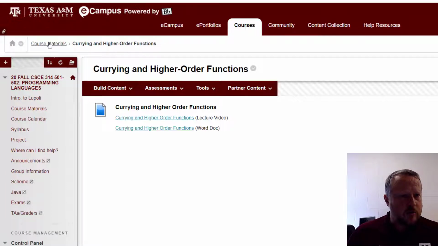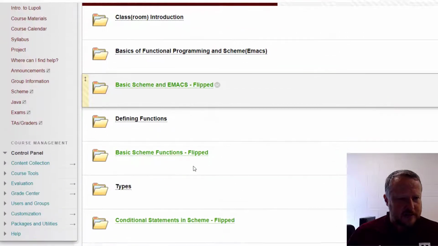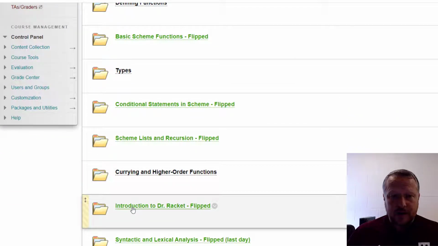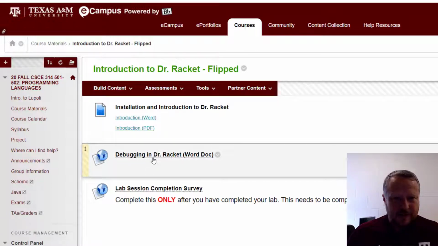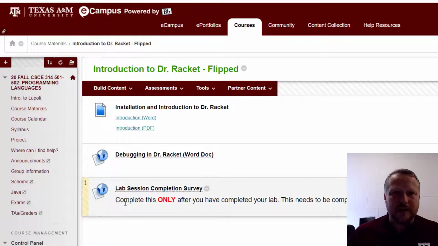So let's go back here real quick, and then the Dr. Racket stuff is right there. Introduction to Dr. Racket. It has an installation for both Macs and PCs, so that's good. Really, honestly, these are only a couple of pages, and that's it. It's going into it, and that's about it. So nothing really completely crazy with this one.